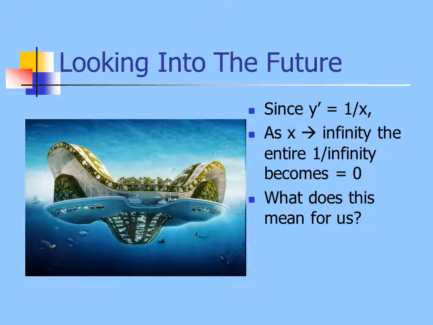Looking into the future. Since the derivative of y equals 1 over x, then as x grows larger and larger, it affects the usefulness of the technology at a smaller and smaller rate. Therefore, as x grows larger towards infinity, 1 over infinity becomes equal to 0. What does this mean for us?